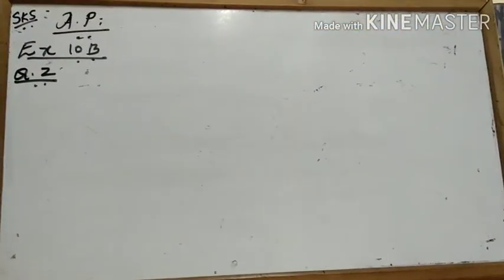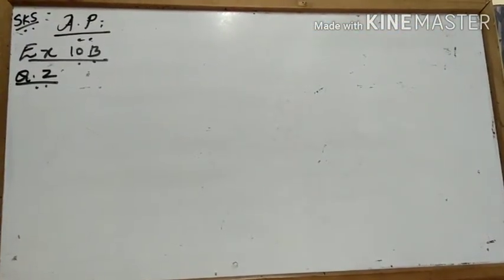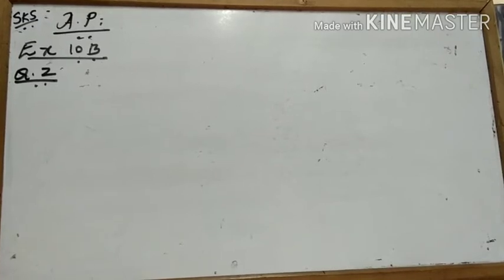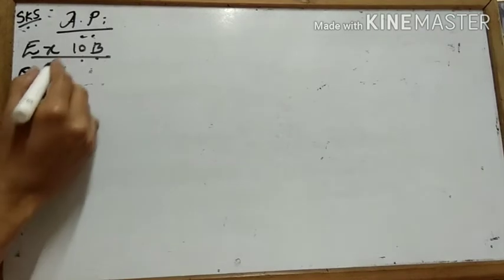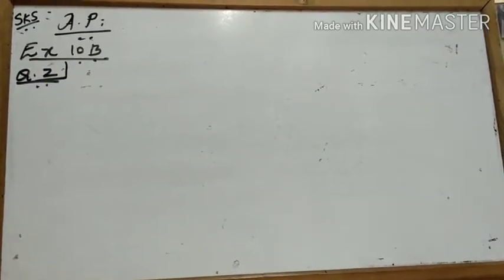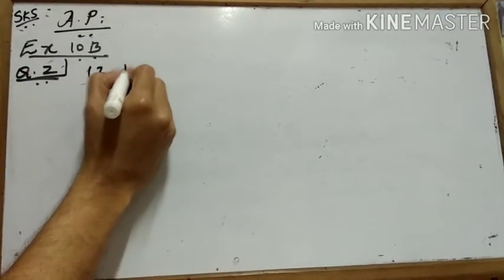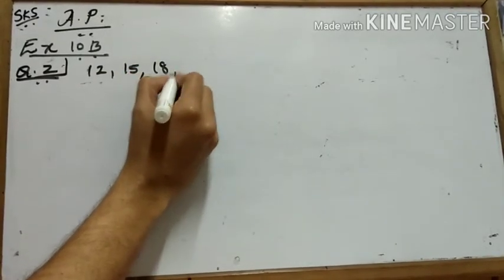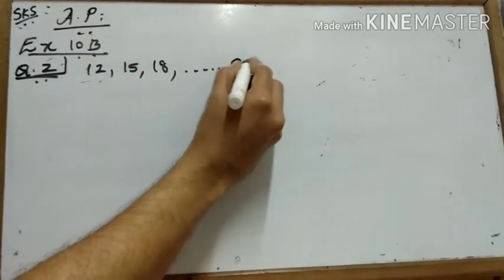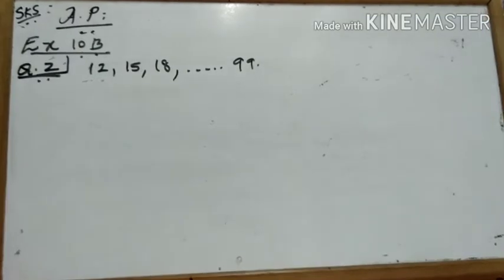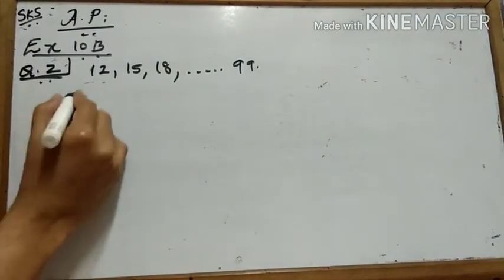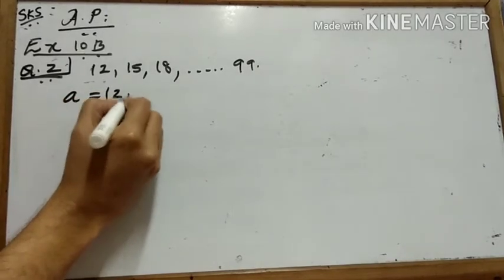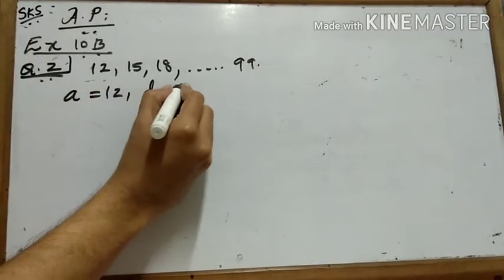Question 2 is very interesting. They've asked how many two-digit numbers are divisible by 3. So I know what a two-digit number is and which is the first two-digit number divisible by 3. That is 12. Next number will be 15. Next number will be 18. And the last two-digit number which is divisible by 3 is 99. Now my dear friends, this will be an AP with first term as 12. First term is represented by a and its common difference is 3.